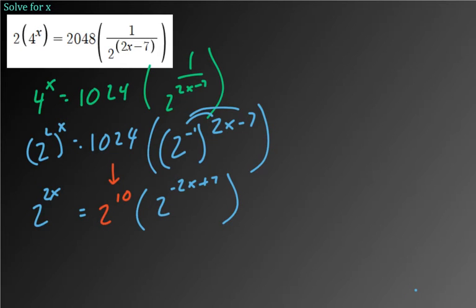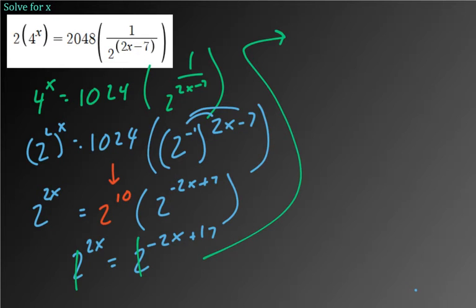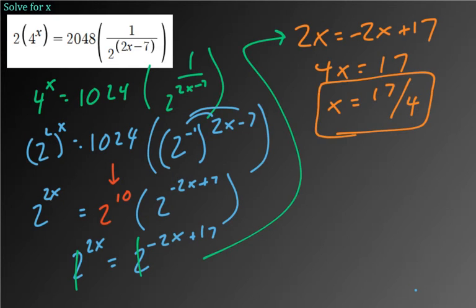Now this is going to be good because everything can be combined into base 2. So here, the property when you multiply with the same base is that you add these. So I would add those together, and I would get 2 to the minus 2x plus 17. And now I can do the thing where I just drop the 2's, right? I can just ignore them. Jump up here, I can just say that 2x has to equal minus 2x plus 17. So then I can add that over and divide by 4. And that's it.